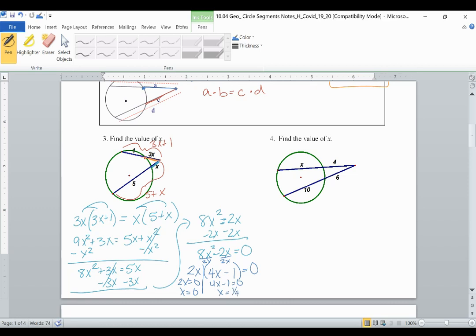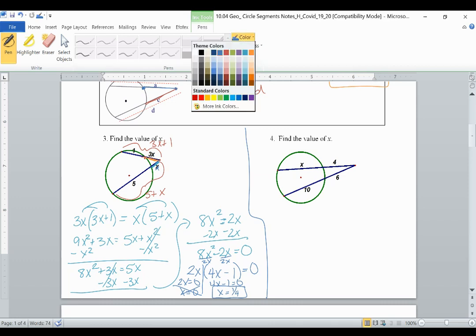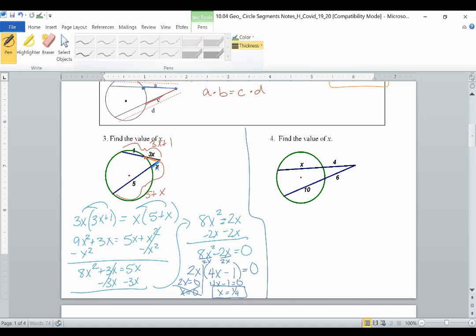Now let's see if they both make sense in the problem. If I put a 0 in here for x, I would get 0 for the length. I have a secant, so it has to extend outside the circle, so 0 doesn't make sense. So 1/4 would be the only option that would work. Okay, so we have one answer, which is 1/4. And then, of course, always go back in, sub, make sure that they add up nicely, double check all your work.